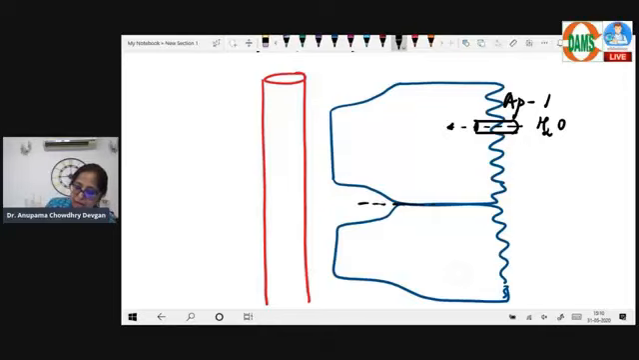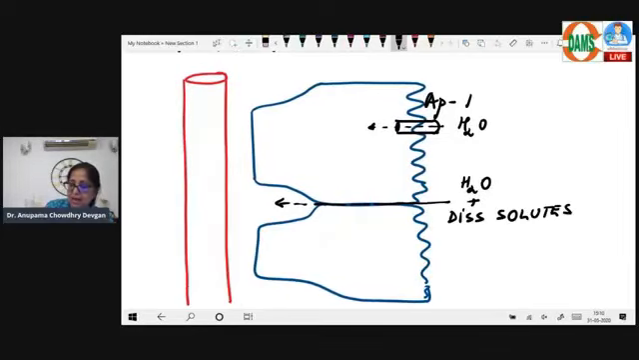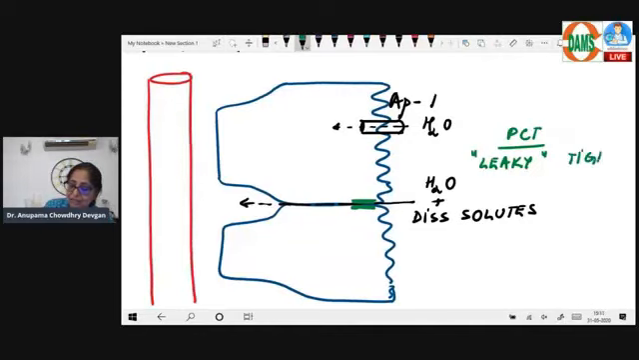But water also manages to go between the cells, water and the dissolved solutes manage to go between the cells. Remember, we had spoken about in the first chapter, between the PCT cells you have tight junctions, which should not allow any movement of water. But PCT has got leaky tight junctions. They are definitely tight junctions, but these tight junctions are also leaky.